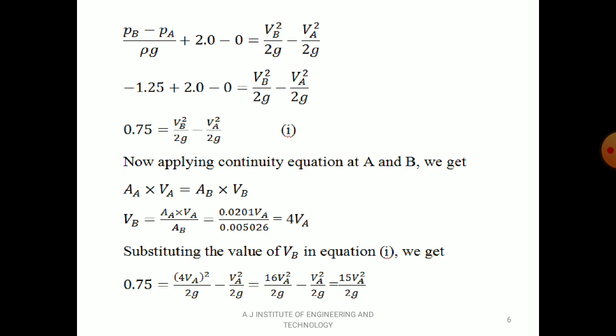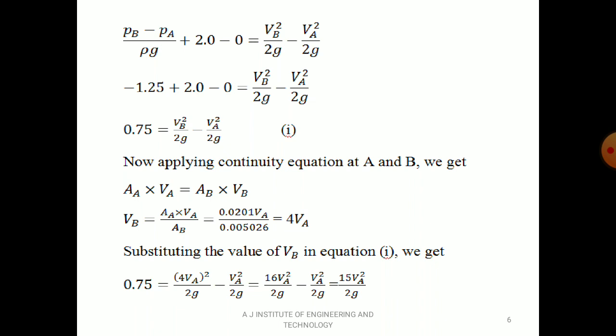PA minus PB, that is minus 125, because PB minus PA is 0.981 into 10 to the power 4. Just divide by 800 into 9.81. So minus 0.981 into 10 to the power 4 divided by 800 into 9.81 gives minus 1.25. So minus 1.25 plus 2 minus 0, that is 0.75, equal to VB square divided by 2G minus VA square divided by 2G. Take it as expression 1.